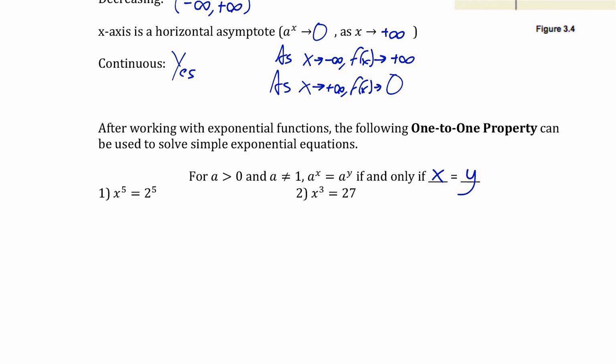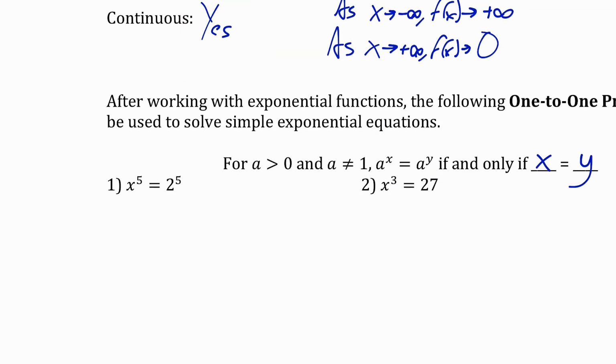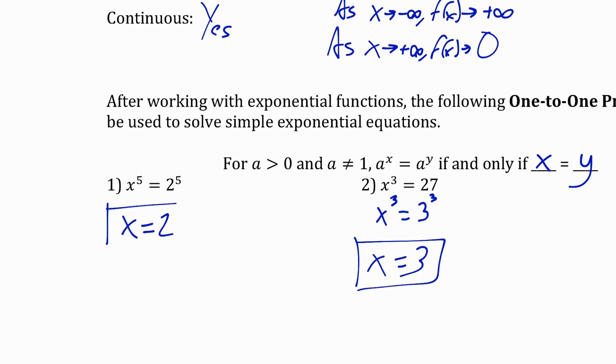Looking at number 1, it says x to the 5th equals 2 to the 5th. We're supposed to solve for x. Well, x to the 5th equals 2 to the 5th. That's just x equals 2. Don't overthink it. Now, the next one, x to the 3rd equals 27. You might be able to identify that already, but let's see if we can rewrite this. x to the 3rd equals 27 can be written as 3 to the 3rd. In other words, x equals 3. So we're trying to essentially find what base makes that statement true.